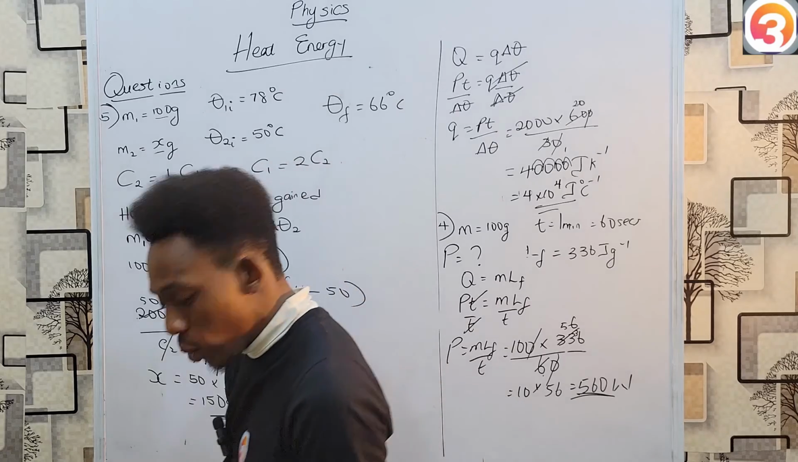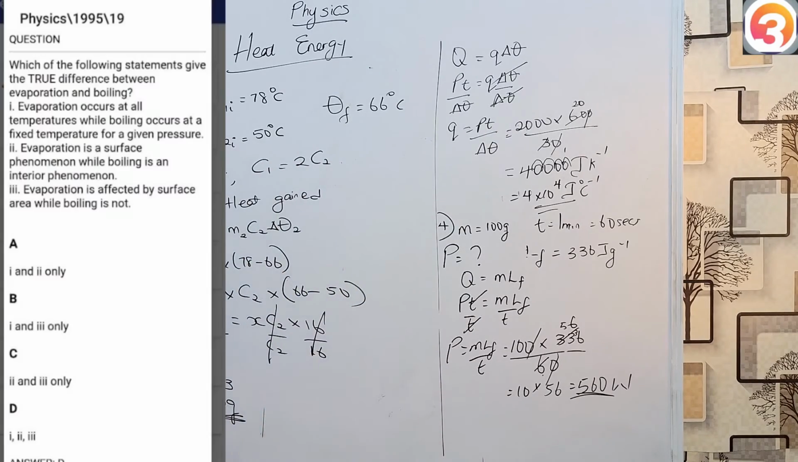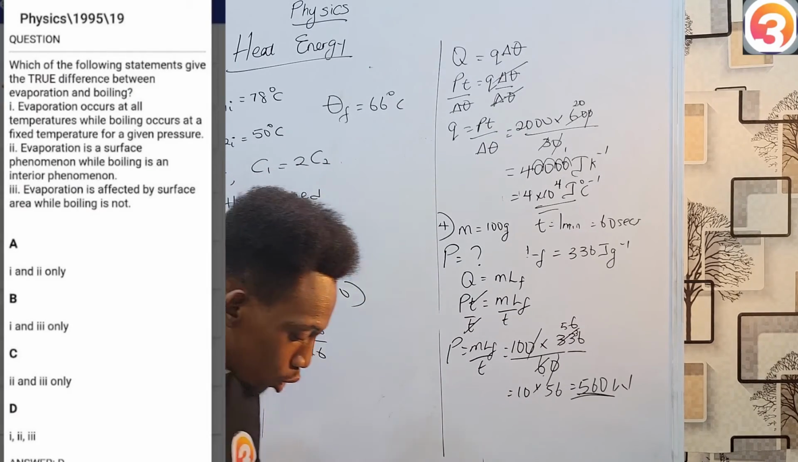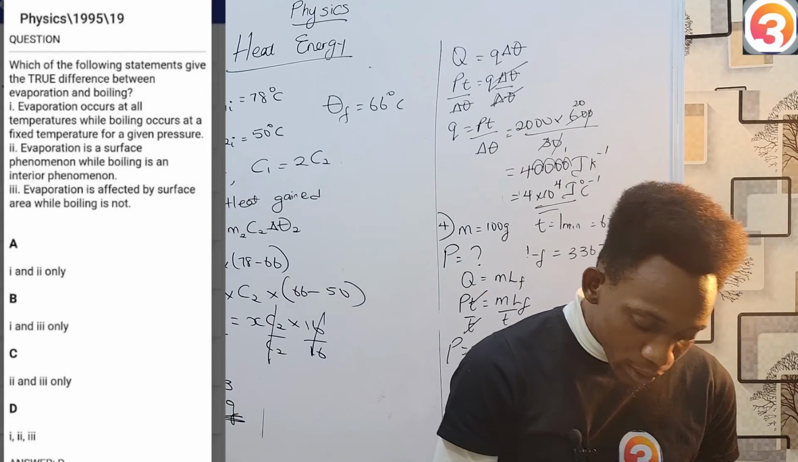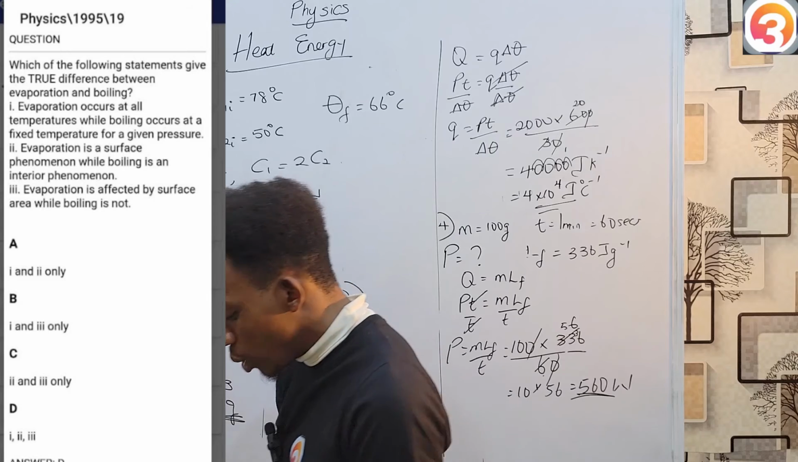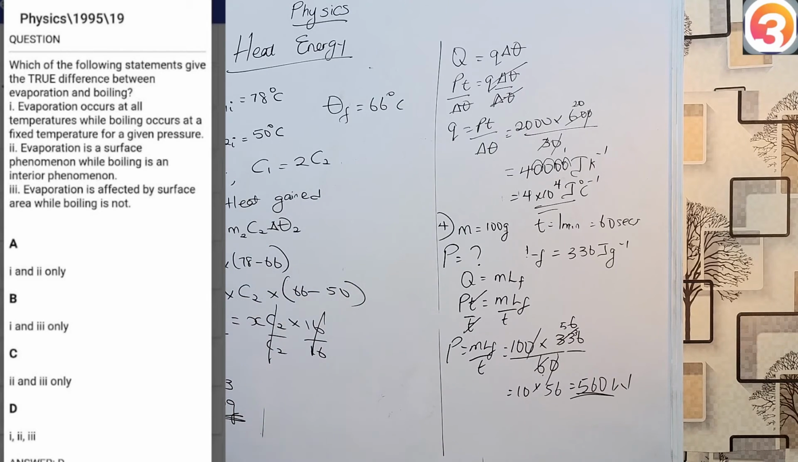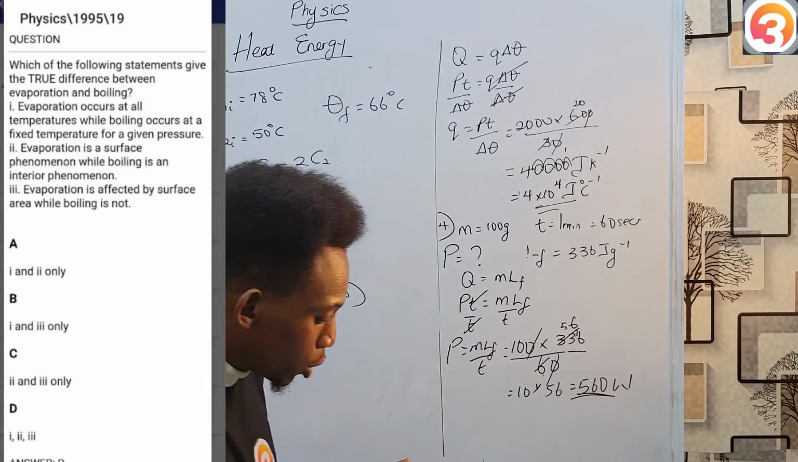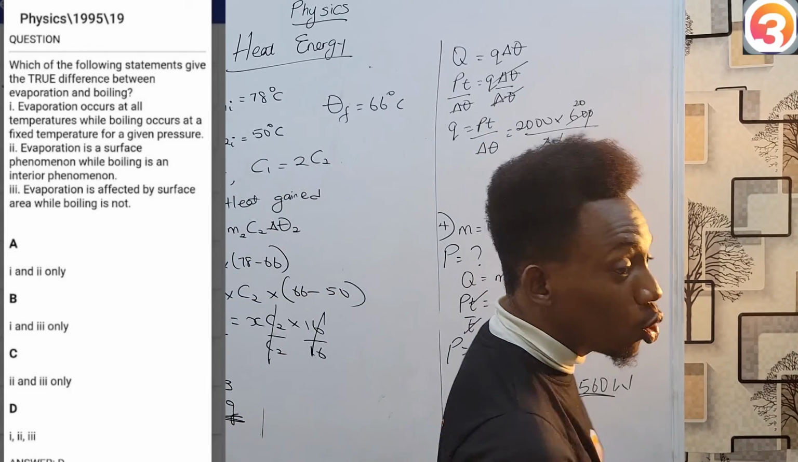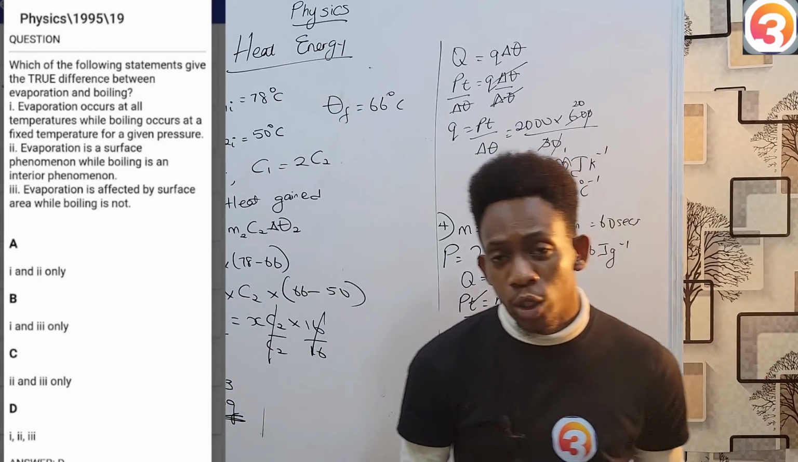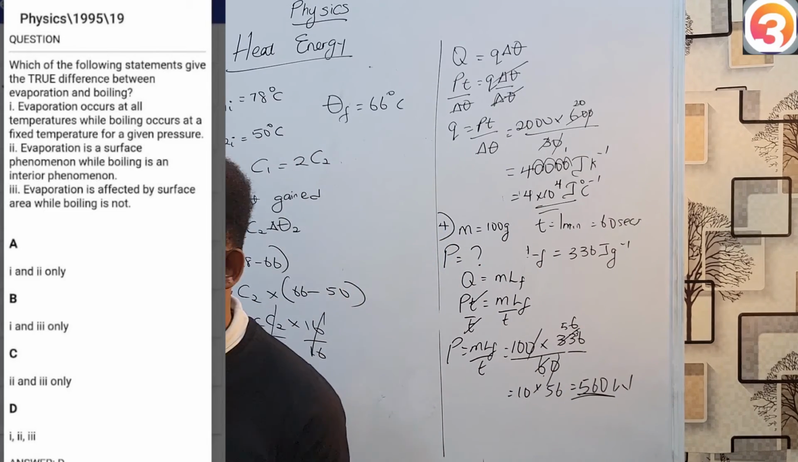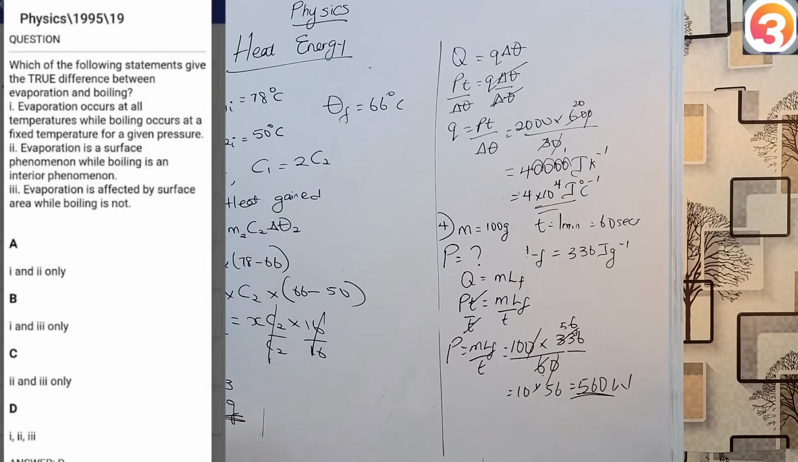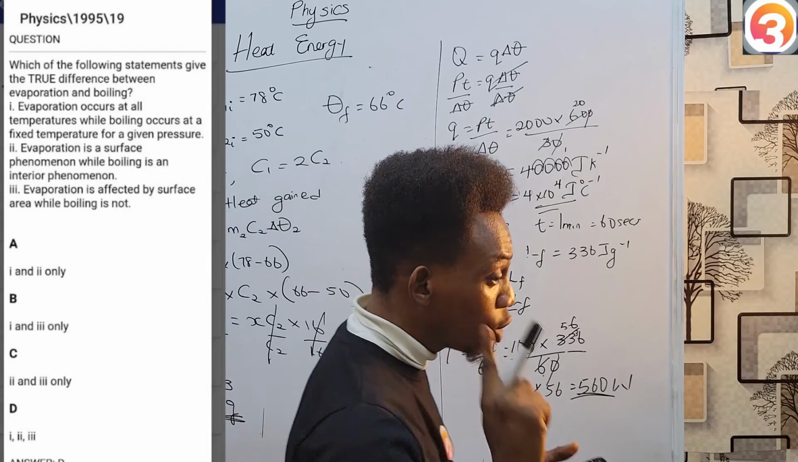Now, for this one, we have been asked, which of the following statements gives the true difference between evaporation and boiling? Remember, we explained this. Number one, evaporation occurs at all temperatures, while boiling occurs at a fixed temperature for a given pressure. Yes, we said that. Boiling only occurs at what is called the boiling point, while evaporation can occur at any temperature. So we know one is correct.